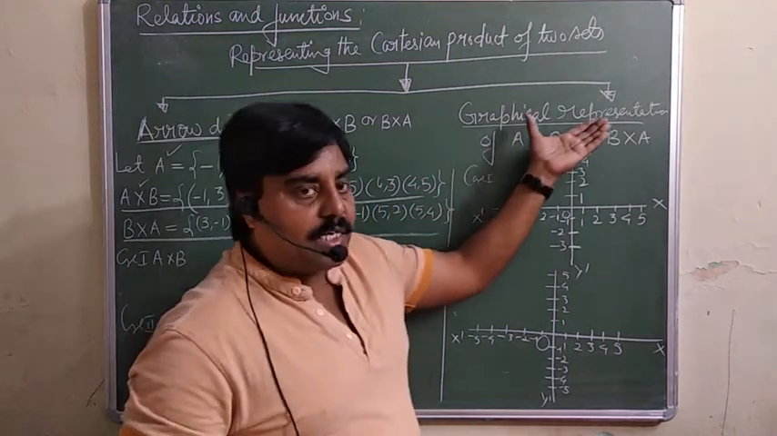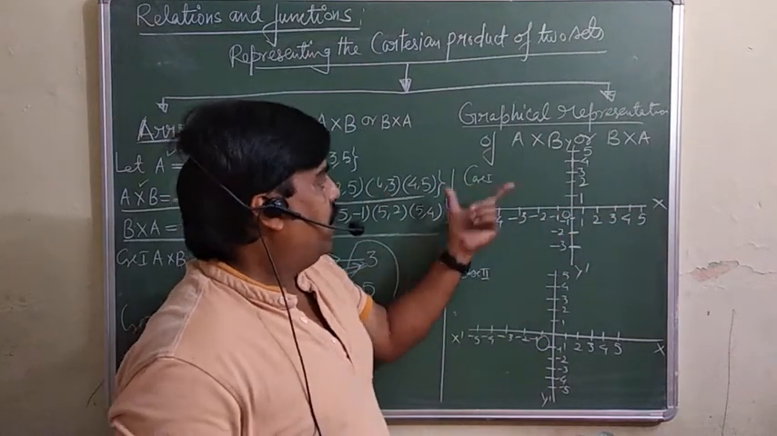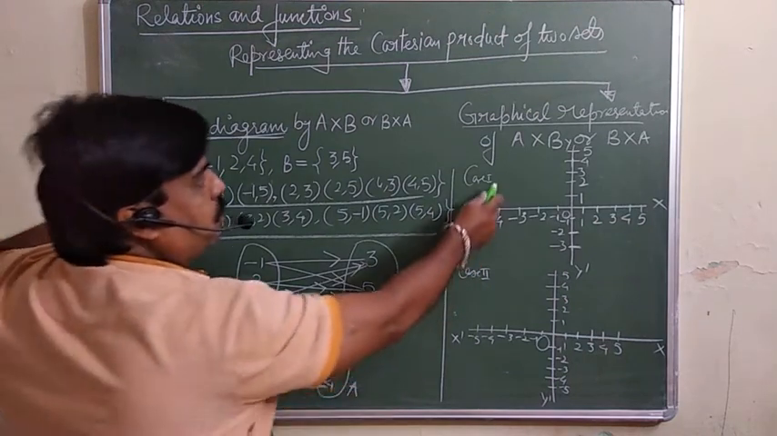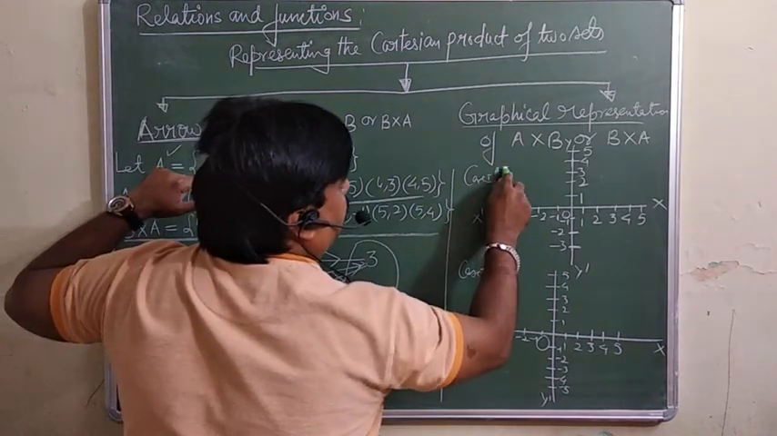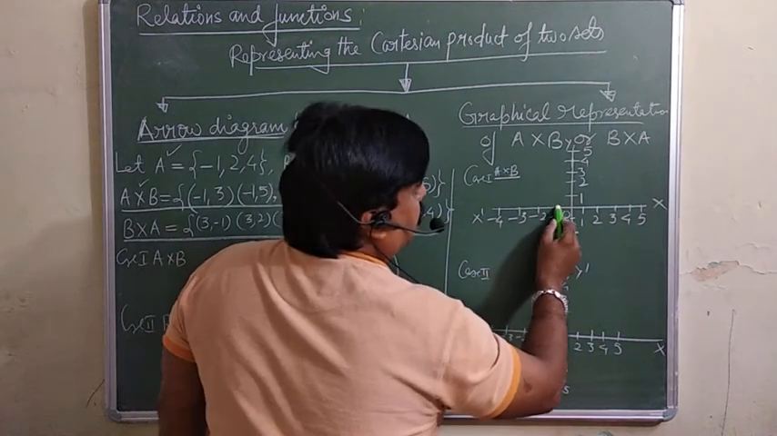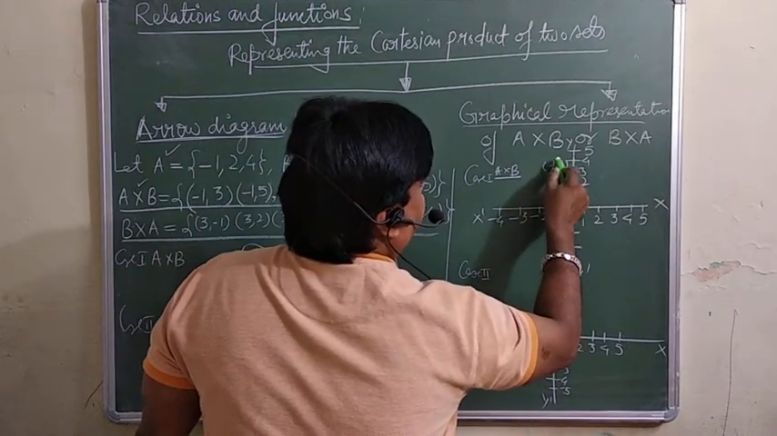But if you want to represent it graphically, you must draw the x-axis and the y-axis simply, and then plot these points. First is -1, 3 for A cross B. We are taking A cross B here. So x equal to -1 and y equal to 3. So you are here, this is your point -1, 3.